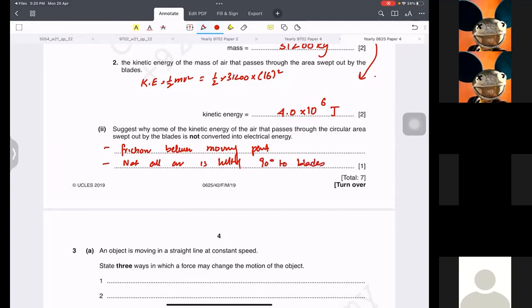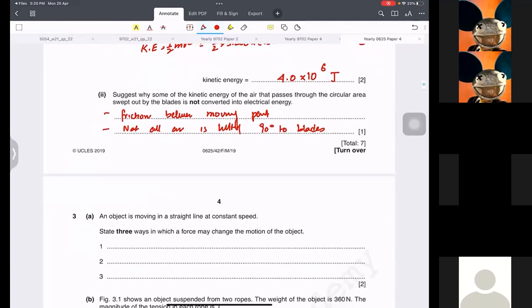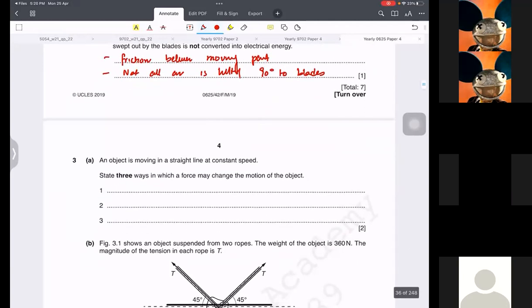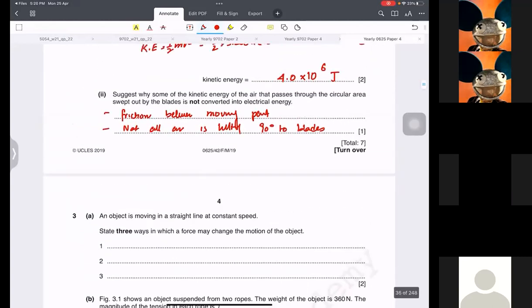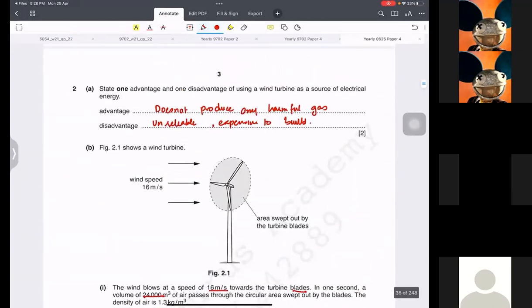You can say air has different speed. You can also say that some air is still blowing, so not 100% of the kinetic energy converts to electrical. So air can't just stop. That's fine. Okay, if you have any questions, please let me know.